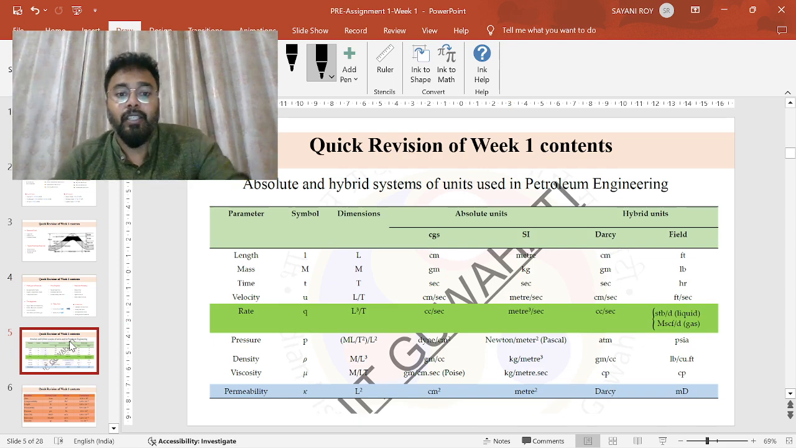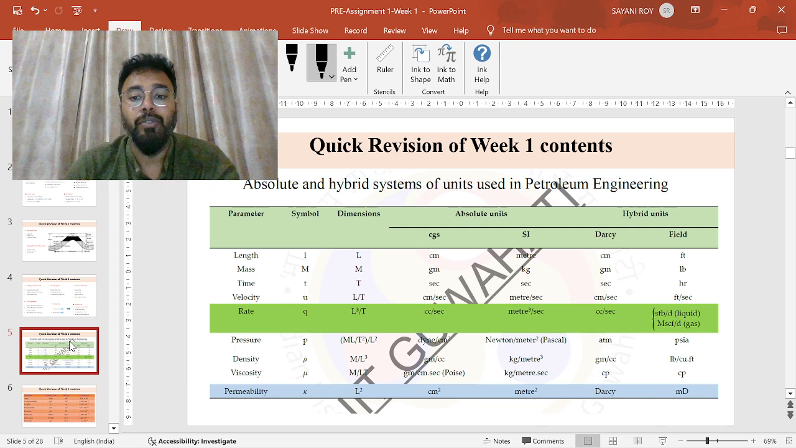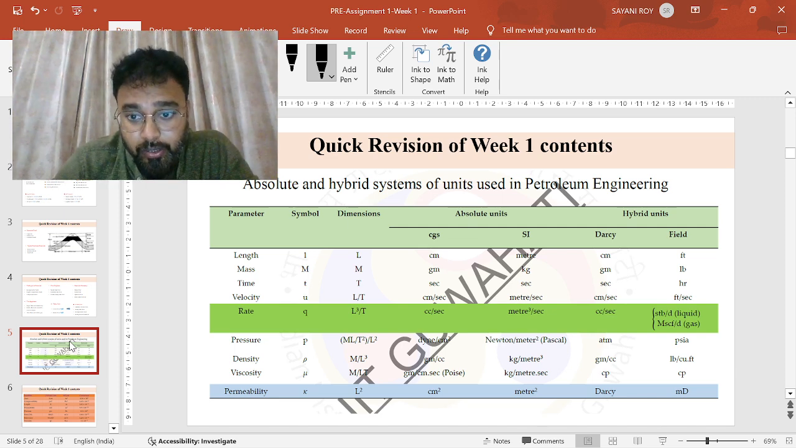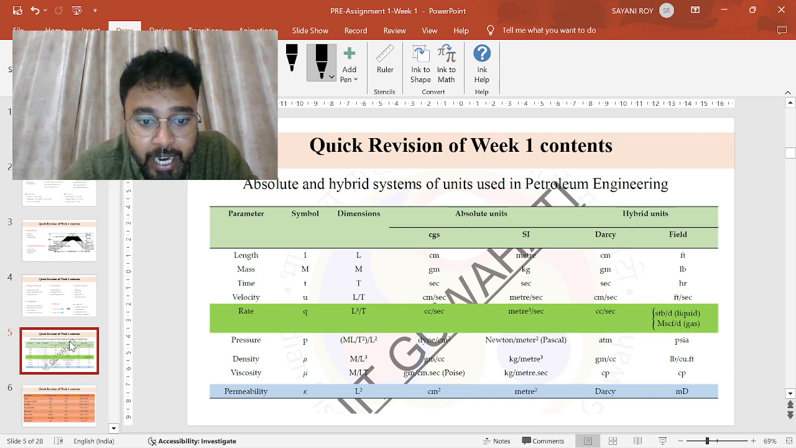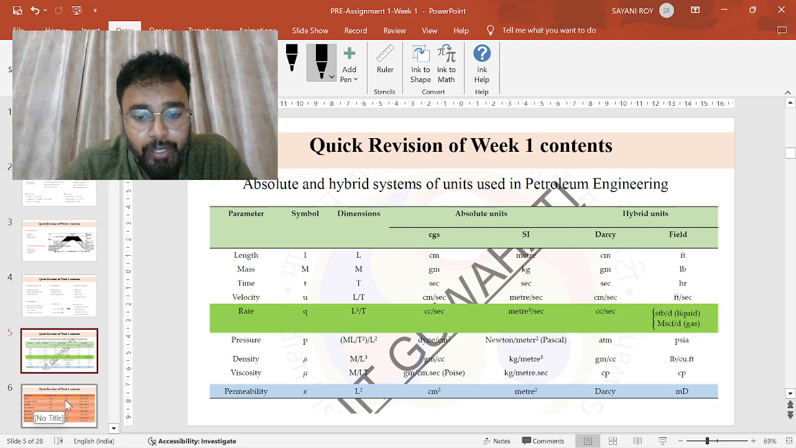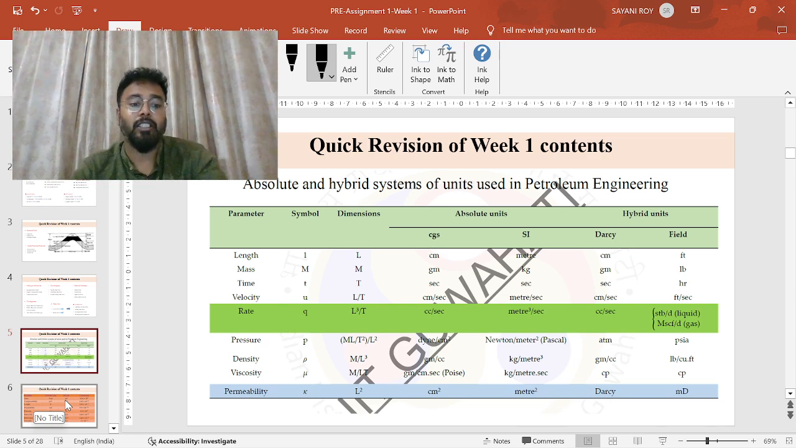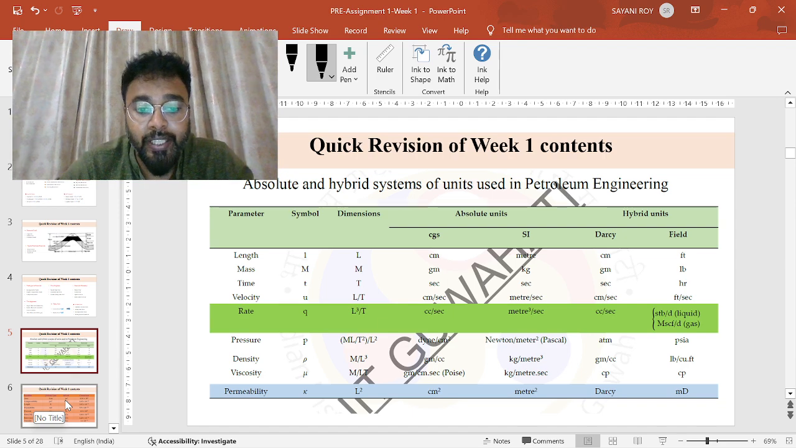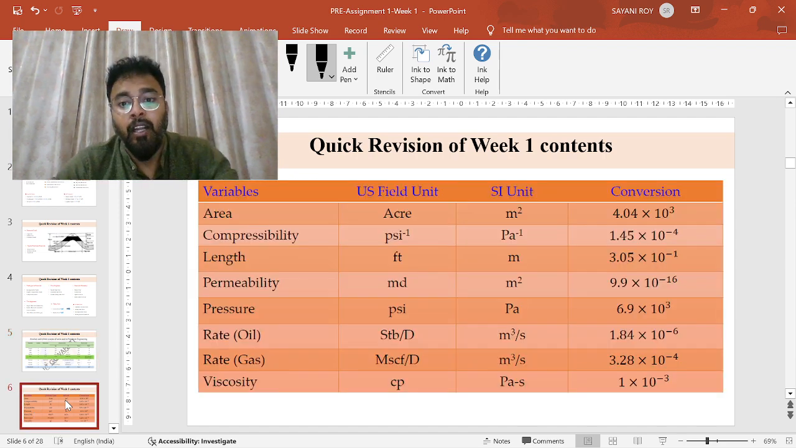Next, we'll be seeing the units that we'll be using mainly in our course. That is length, mass, time, velocity, rate of flow, pressure, density, viscosity. Just have a quick look. I won't go into detail today, anyway, because we don't have much numerical related to reservoir engineering. In the next class, maybe we'll be having numericals, so we'll be using the units at that time mainly.